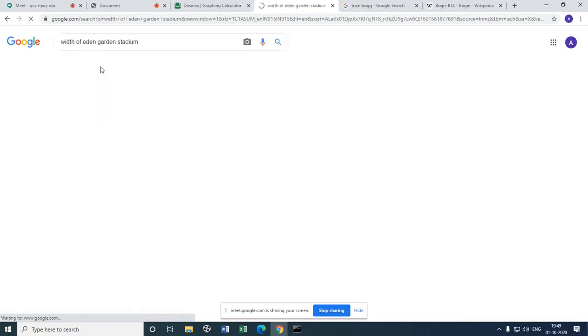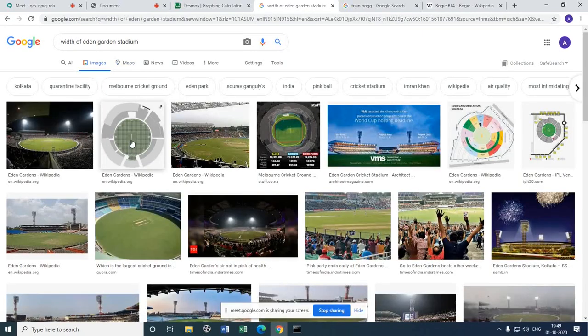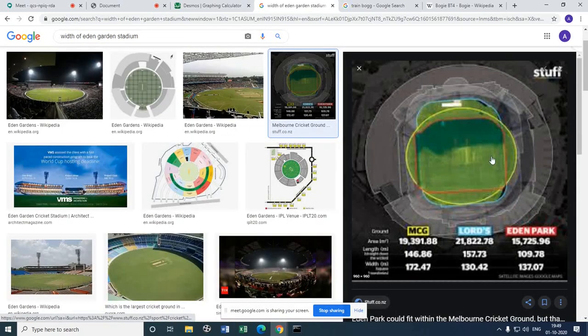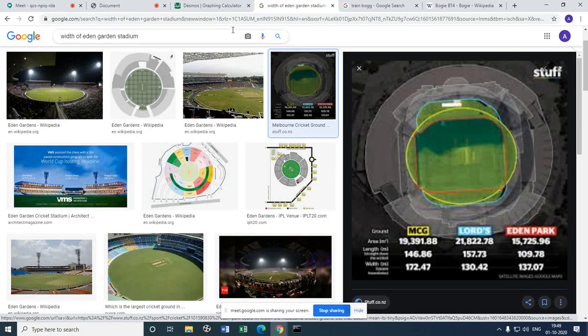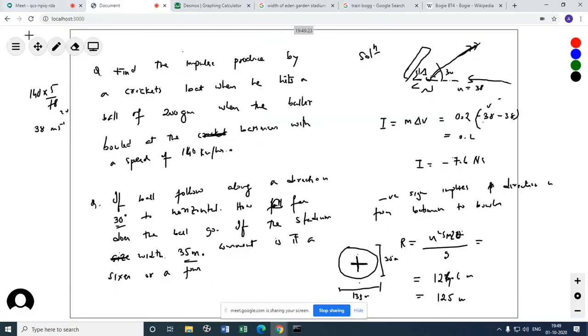If I look at the picture, you can see, now this is Eden Gardens. This is the one, you can see the oval side. Yeah, it's a 6. Yes, sir. It is a 6. So you write your answer, it would be 6. May I clear it? Yes, sir.